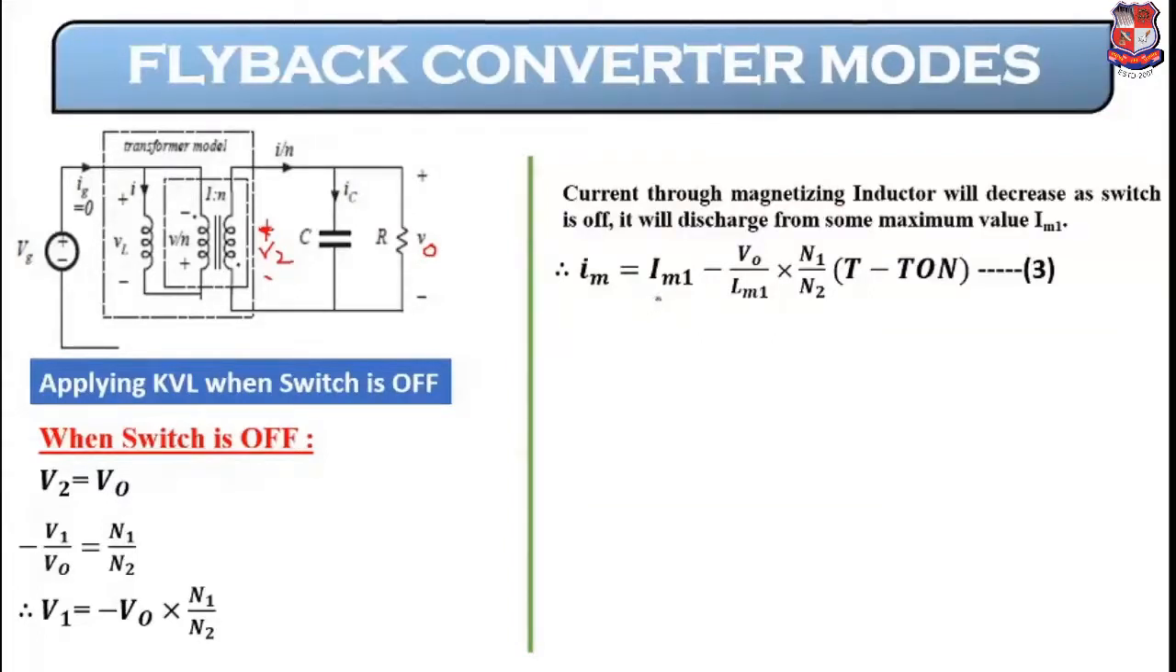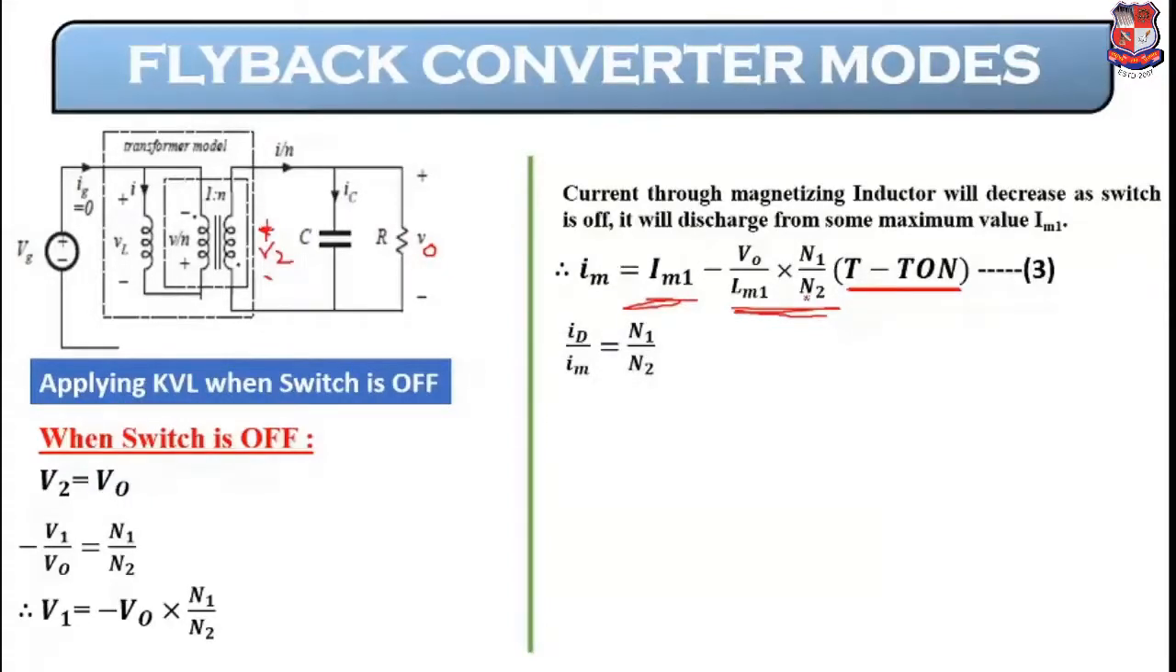Now it will decrease from some peak value, that is Im1, by Vo by Lm into N1 by N2 into T minus T on. T minus T on is because of the turn off time. This is happening during turn off time, and this is the effect of the turns ratio, because it is reflected back towards the primary side from the secondary side. The magnetizing current is on the primary side, so it will be reducing on the primary side, and this equation is happening because this is taken from secondary to primary. So secondary is referred to primary, that's why N1 by N2. This is given as equation number 3.